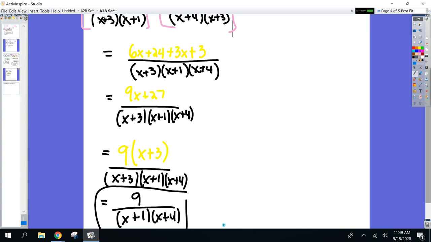When you get there, 9 over x plus 1 and x plus 4. Okay? Make sure you have the correct work down and ask questions here. Remember, that's the key to success in this class. Ask questions.